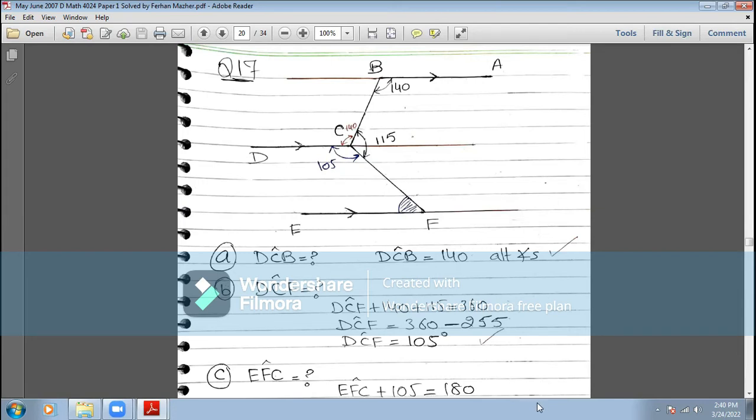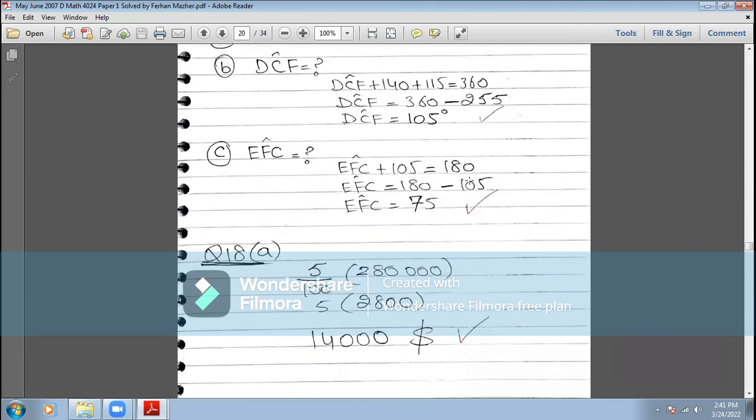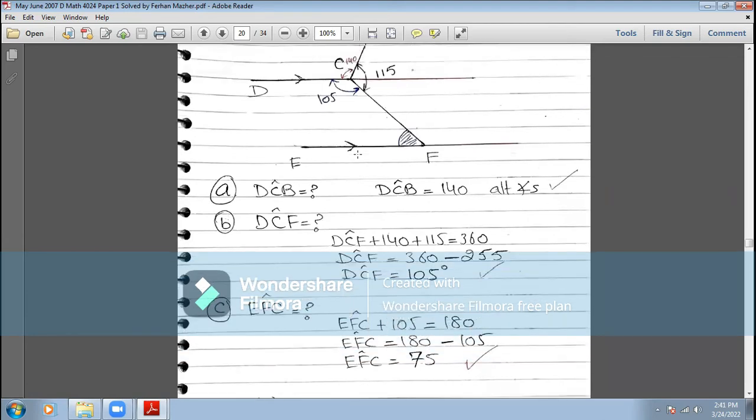And the last thing they ask us is to find EFC, this angle. You see this angle and this angle. These are the parallel lines and this is the transversal line. So these two angles are on the same side of the transversal, inside the parallel lines, so they are allied to each other. So EFC plus 105 will be equal to 180. So the angle EFC will be 180 minus 105, and the angle EFC will be 75 degrees. I hope that you understand the whole question.